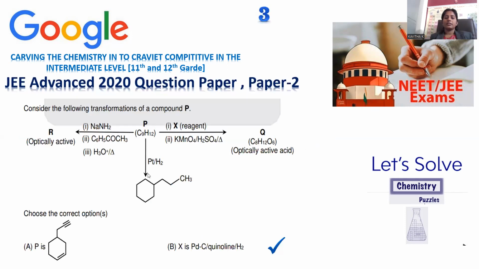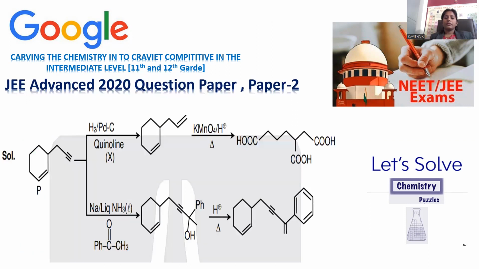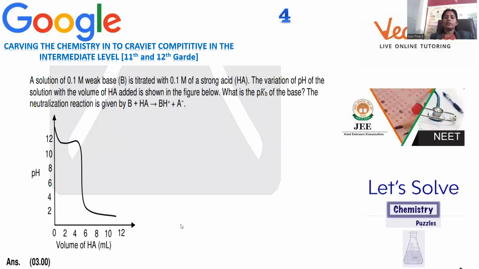These two are the correct answers for the given question. And this is about the series of reactions possible in order to explain the complete question. Move on to question number 4.